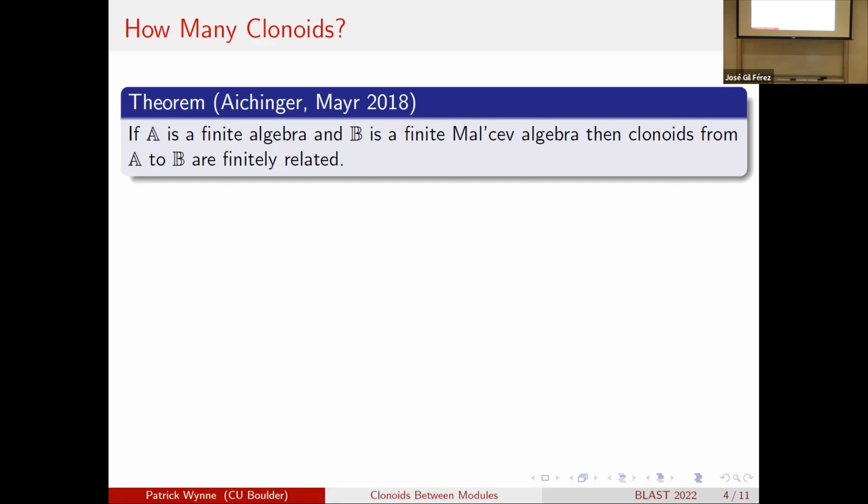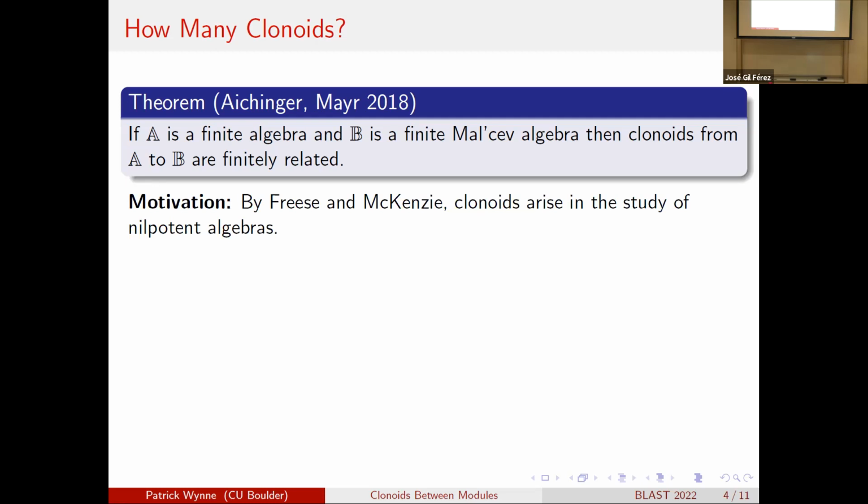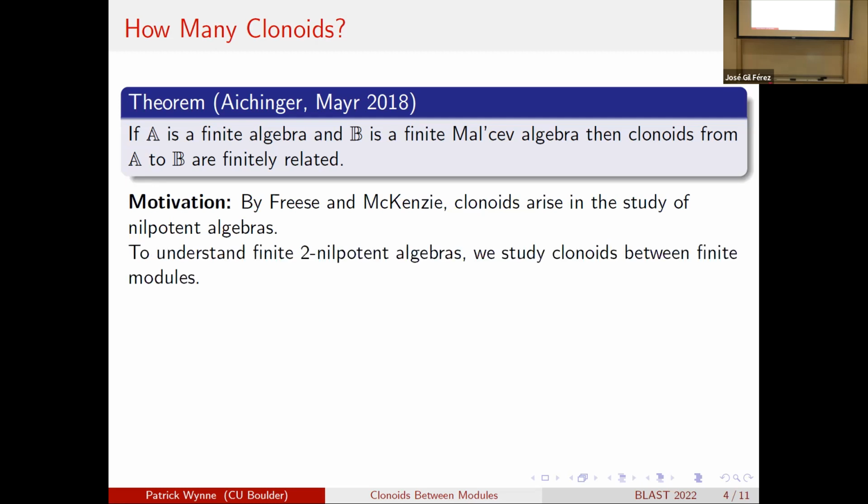And so this gives us an upper bound on the number of clonoids from an algebra A into a Maltsev algebra B. And so this is a countable upper bound. We can actually weaken this a little bit. We don't really need a Maltsev term in the algebra, but we need some edge term. So if the algebra B has an edge term, of which a Maltsev term is an example, then we get this result as well. We can do a little better than this. And why study clonoids? The motivation, at least for why I started looking at clonoids, was that I was studying nilpotent algebras. And so essentially, clonoids arise in the study of nilpotent algebras.